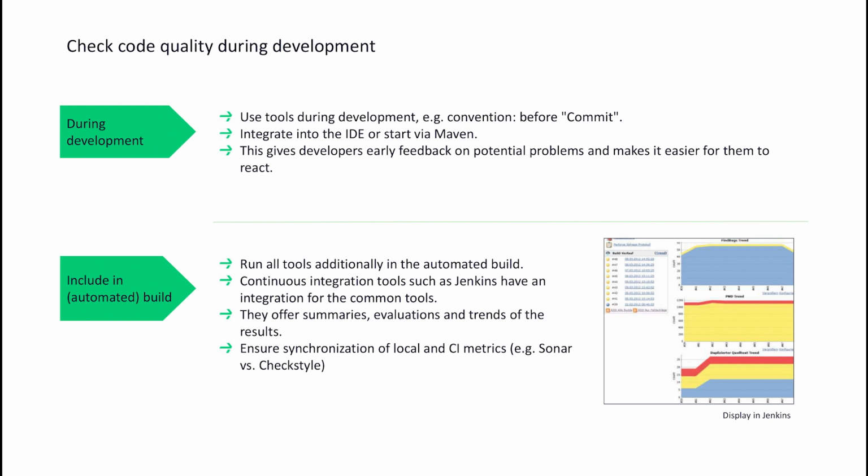In addition, all tools used for code analysis should also be executed in the automatic build. Continuous integration pipelines such as Jenkins or GitLab have an integration for the common tools. Reports and dashboards can be used to display summaries, evaluations, and trends for the results. It is important to ensure that they are executed with the same configuration as locally. Pay attention to synchronization of CI and local.